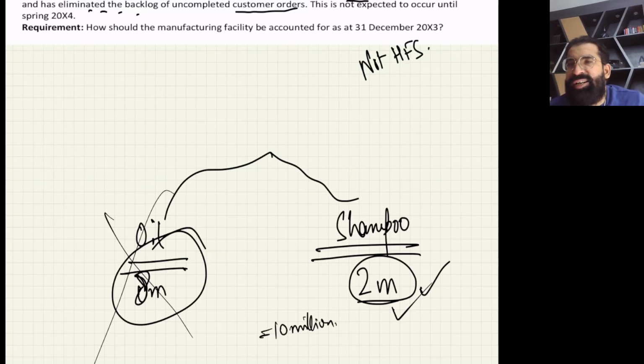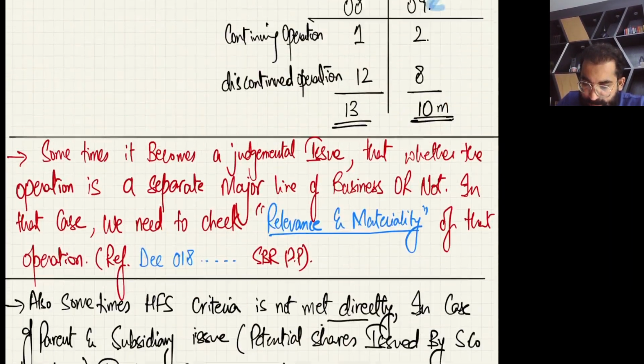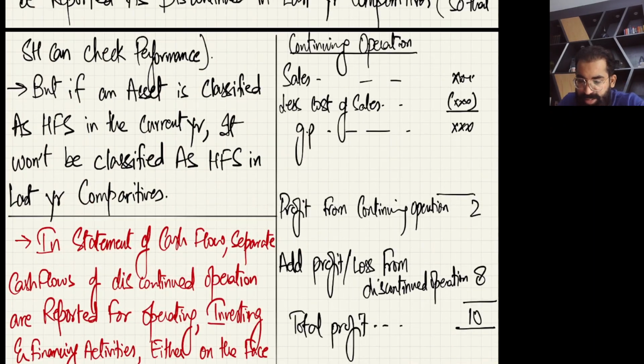So that means the shareholder will be fooled. The shareholder will be misguided. So now what the standard says is that in the income statement and SOCI, you have to show a breakup presentation. Shampoo will come in the continuing operation, and oil will be reported under the discontinued operation head. So the shareholder will not be misguided. Okay, let me show you a sample.